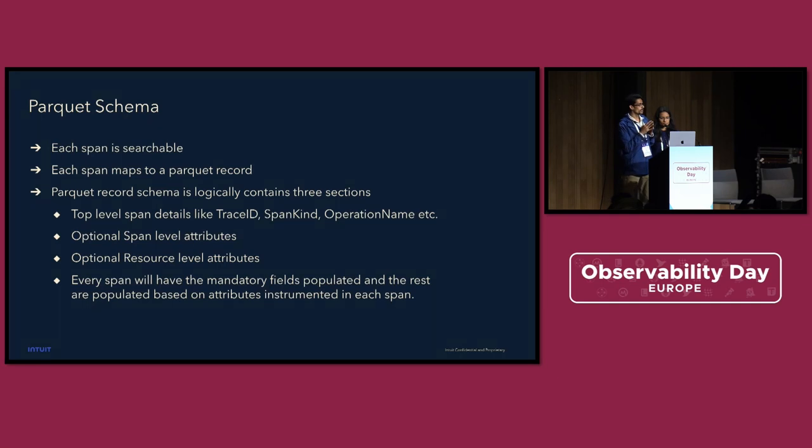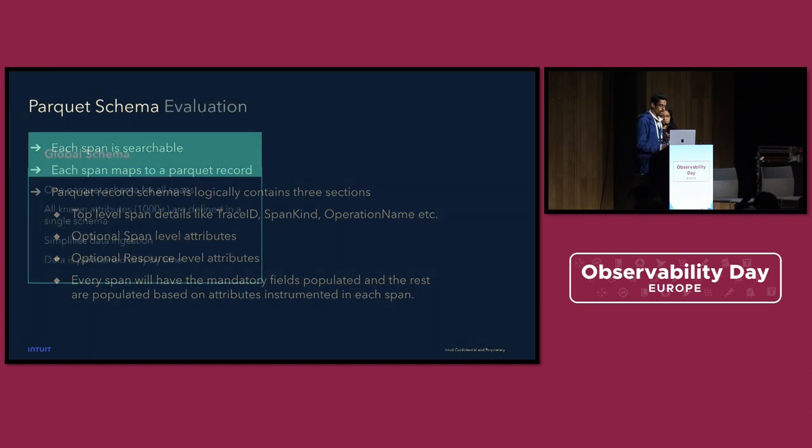So coming to the Parquet ingestion. Typically in the case of distributed tracing, each span would translate into a record, which means we have to define a schema for a span. A span generally has some mandatory fields like the trace ID, the span ID, the start time, end time, and so on. So they become the mandatory fields within your Parquet schema. And then you have optional attributes, which are nothing but your span-level attributes or your resource-level attributes. So all these different fields are described as fields within your Parquet schema.